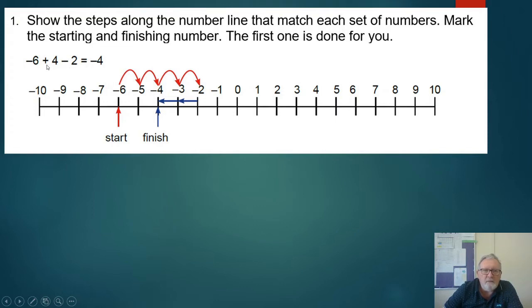Now what I'd like you to think of is, anytime you see a plus, you think of heading towards the positive, so heading towards the right where the positive numbers are. And therefore every time you see a negative or a minus, we're going to the left or towards the negative numbers. So starting at -6, we add 4 as indicated by these red jumps, and then we take 2 as indicated back this way. So -6 plus 1, 2, 3, 4, minus 1, 2, and we end up with -4.